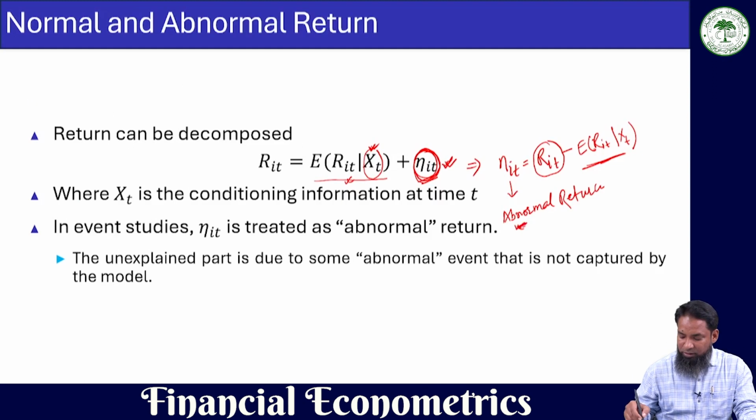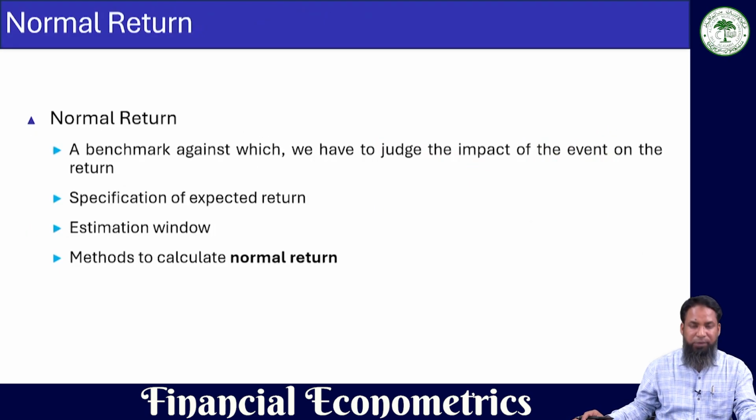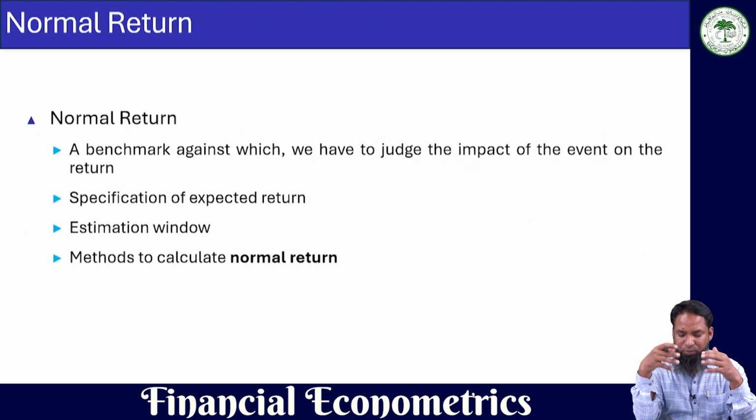So the abnormal return is the difference between the actual return and the expected return. This expected return is basically known as the normal return. So what is the normal return? A benchmark against which we have to judge the impact of the event on the return. Basically, if the event occurs, we assume that there might be some change in the return. So how can we say there is a change? To do that, we have to have a benchmark. That benchmark return is known as the normal return, which we get from the estimation window using the expectation of that.